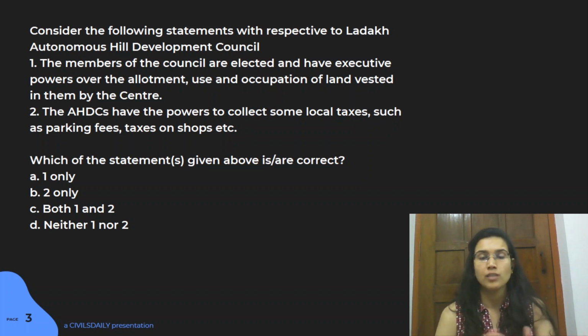And as per this particular Hill norms, the chief executive councillor is going to possess the rank of a cabinet minister, while the executive councillor possesses the rank of deputy minister, right? So this particular council has 30 councillors, of which 26 are directly elected and 4 are nominated members. And the second statement is also completely right. They can collect some local taxes based upon parking fees and taxes on shops, basically to take care of these local level needs of education and healthcare, right? So option C is correct here. Both the statements are correct.